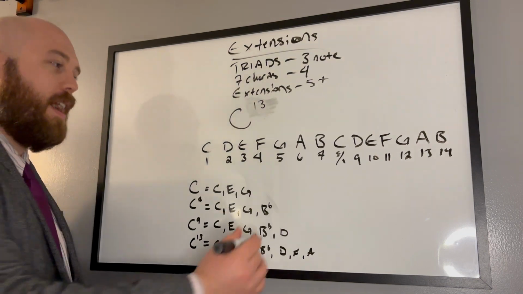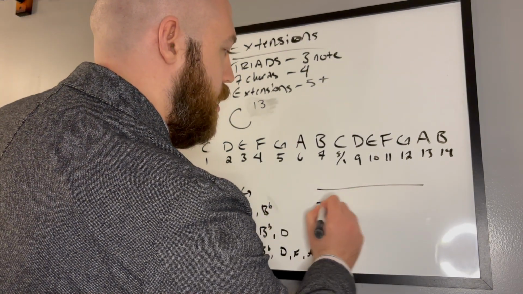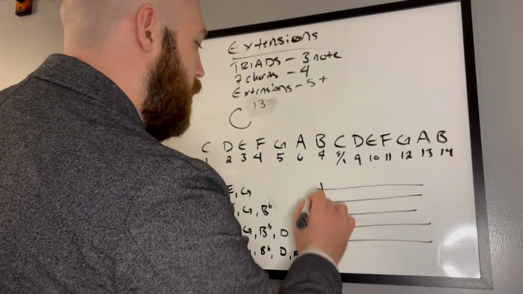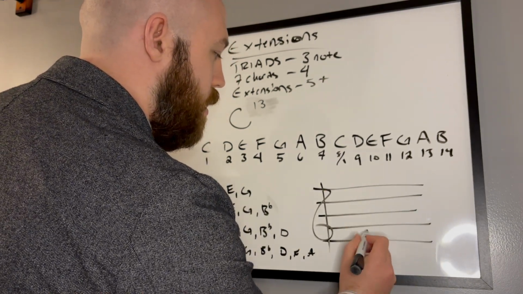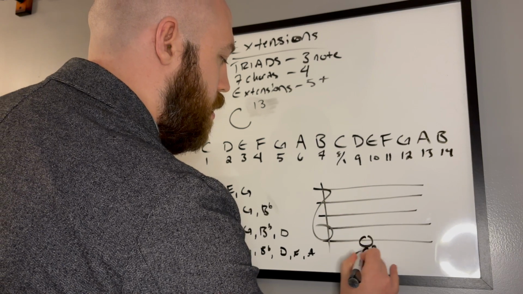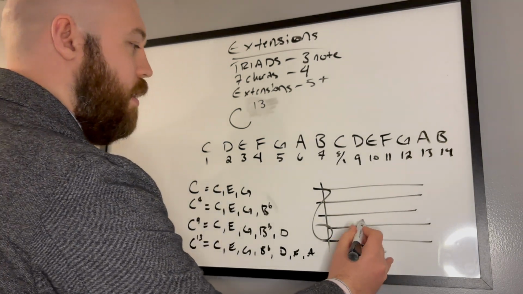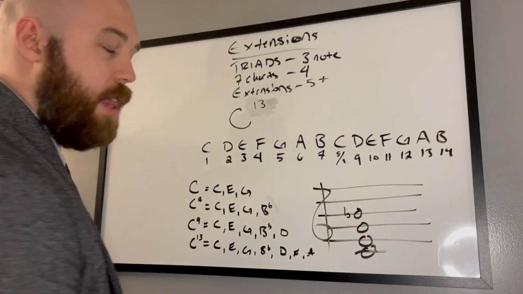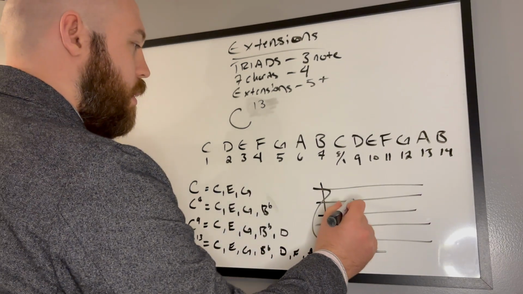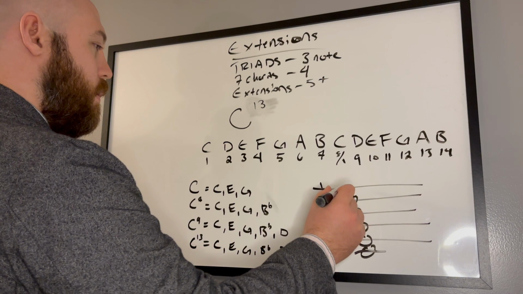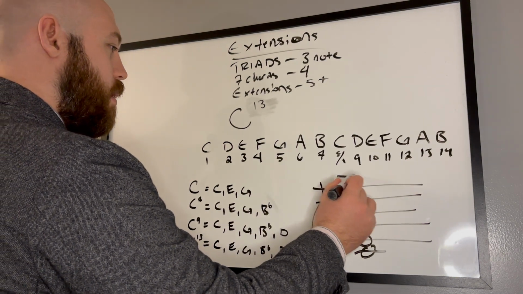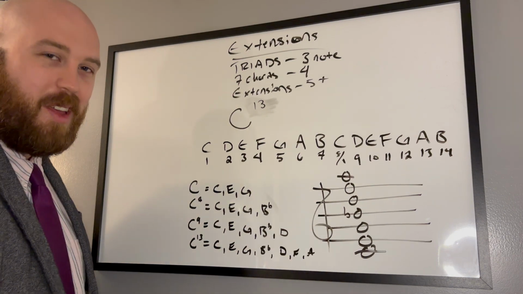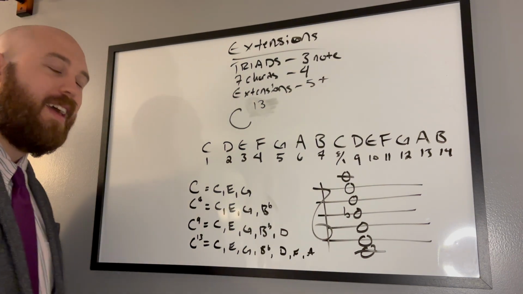Okay, and this is how it would look. So there's your C, E, G, B, we'll do a flat because it's a B flat. There's your D, there's your F, and there's your A. So that would be a C13 chord. It's a lot of notes.